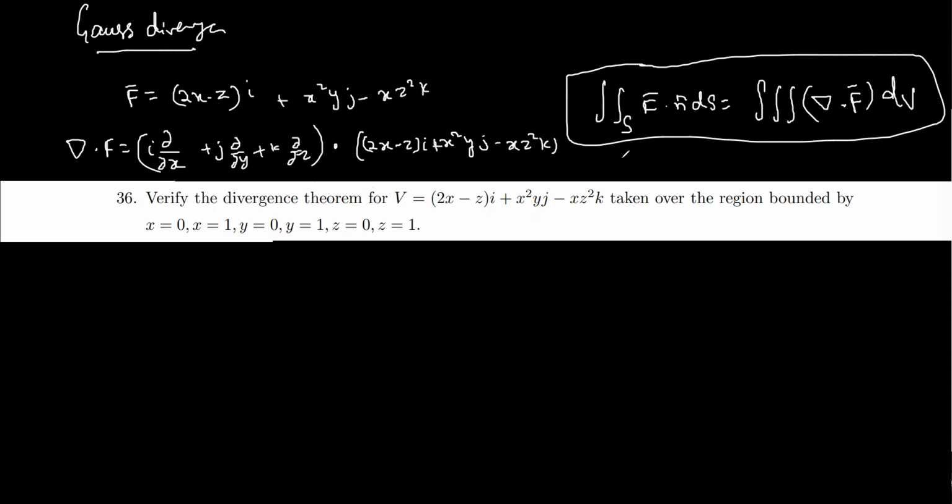And this is a very simple question. X is equal to 0 to 1, Y is equal to 0 to 1, and, given in the question, Z is equal to 0 to 1. Right?